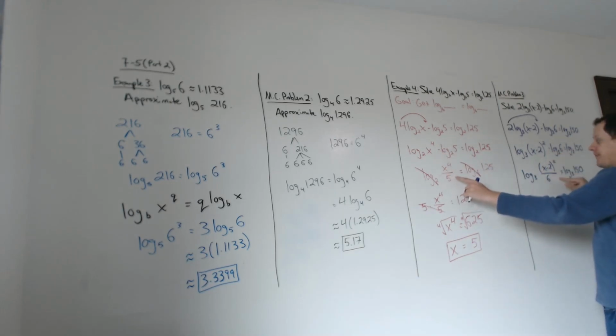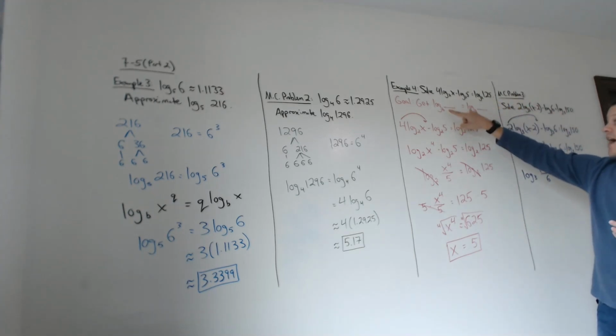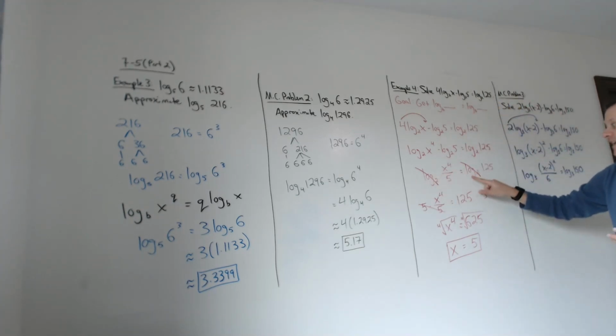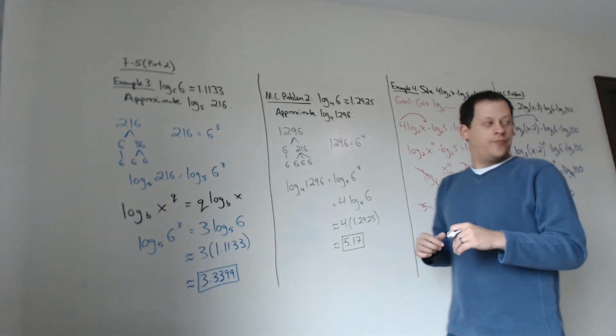Same thing here. The reason we've done those two things is because now we have log of something equals log of something else. We are now to what we want. This is where we can get rid of those logs. Bye-bye. We write what's left. X minus 2 squared over 6 equals 150.